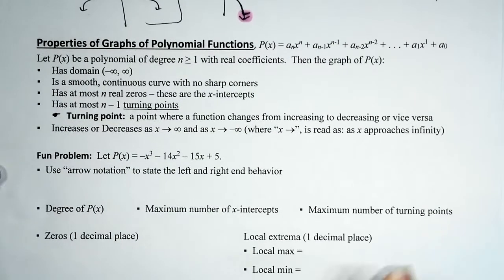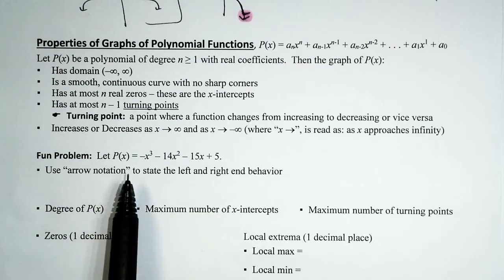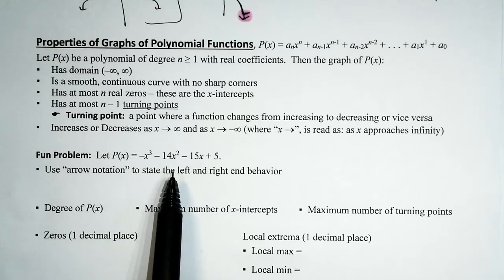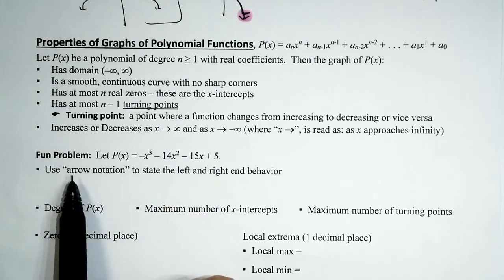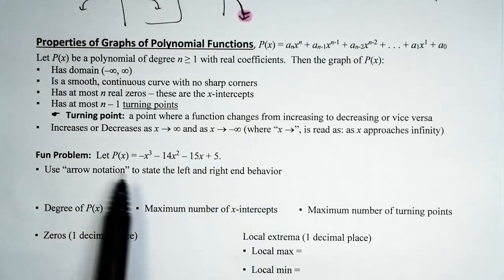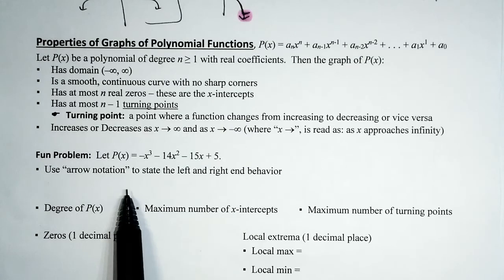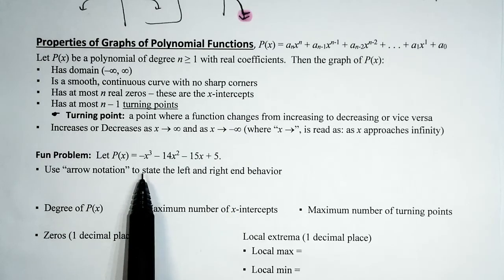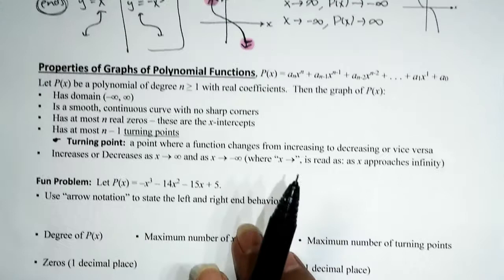Alright, cool. So it says a fun problem. Let p of x equal negative x cubed minus 14x squared minus 15x plus 5. And it says use arrow notation to state the left and right end behavior. So you can either graph this, or I think it'll be a little bit faster if we just take what we talked about right now.